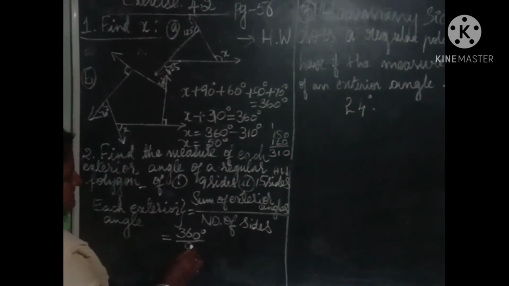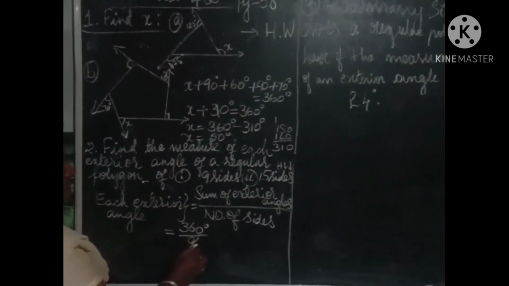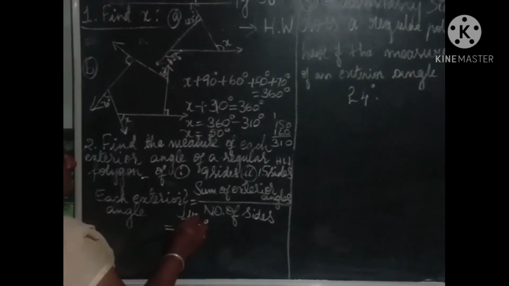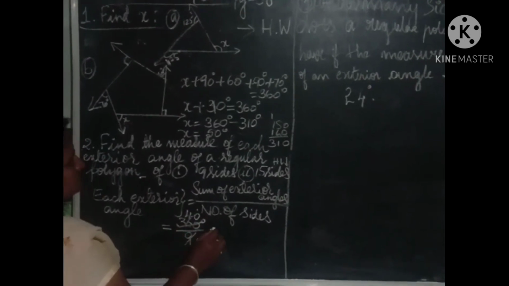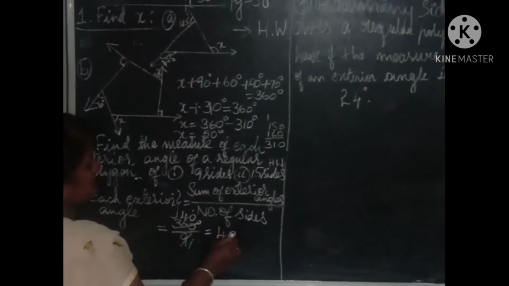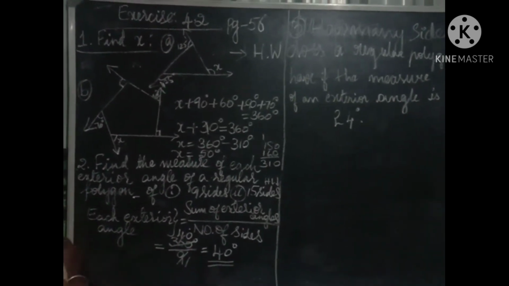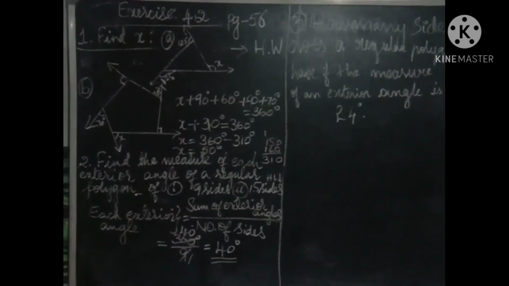Number of sides 9. First one I am taking. 9 ones are 9, 4s are 0, that is 40 degree. Now each exterior angle is how much? 40 degree. Now let us see the third problem.